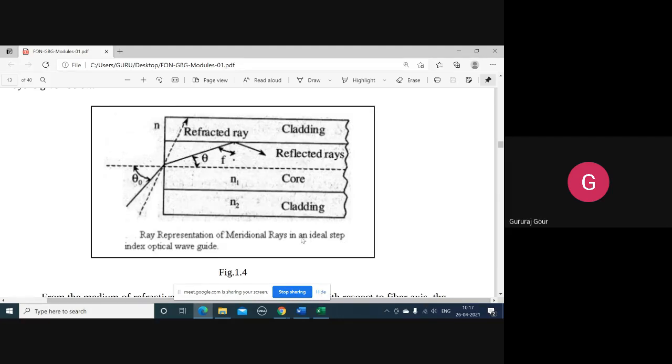And now we are considering the single mode. Again, two types of fibers are coming: single mode and multiple mode. Single mode means the optical fiber which is carrying a single ray. Only one ray is propagating throughout the optical fiber along its fiber axis. Only one ray flows, propagates. That is called single mode.